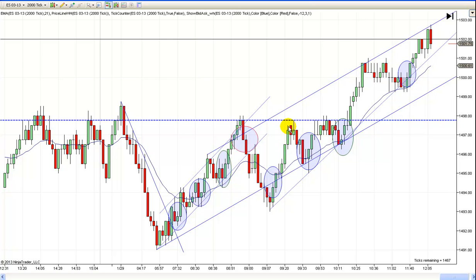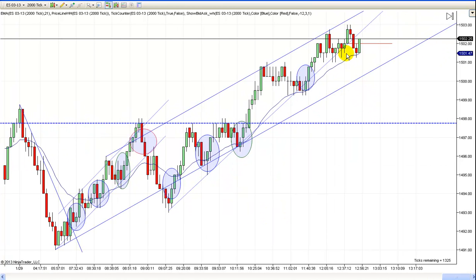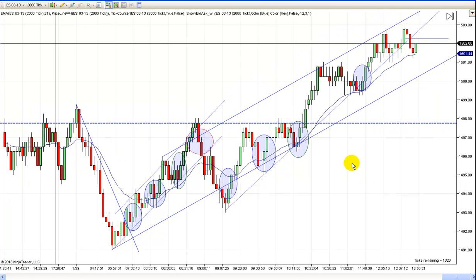Quick, fast, easy. And guess what? This one came within one tick of getting your runner, but it didn't get it. So your runners would have been safe again. And you could have ridden this trade all the way to the top here. I mean, it just doesn't get much better than that.